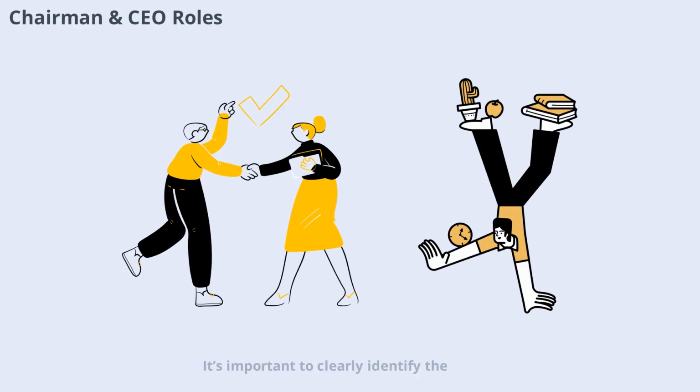It's important to clearly identify the roles of the chairman and chief executive. The code requires issuers to disclose the identity of both, ensuring there is a clear division of responsibilities. This separation helps maintain a balance of power and prevents any one individual from having excessive authority. Clear role definitions support effective leadership and accountability at the highest level of the organization.